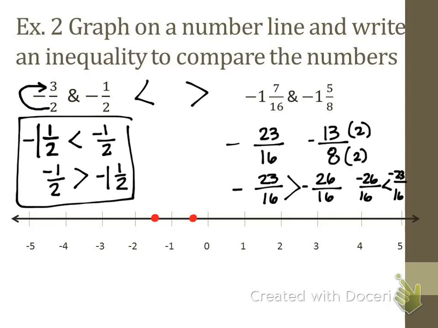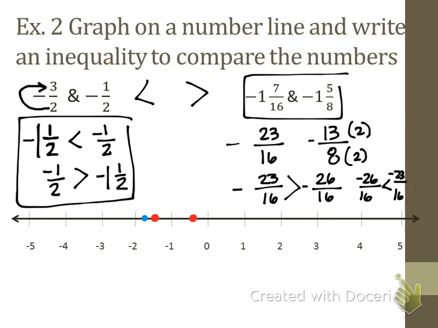And now let's graph these. I'm going to go back to these mixed numbers here to graph because those will be easier to figure out where they are. Use a different color. So negative 1 and 7 over 16. So I'm going to go to negative 1 and then 7 over 16. That's a little over half. So I'm going to guess and go right about there. Again, it doesn't have to be perfect. Just put it where you think it goes.